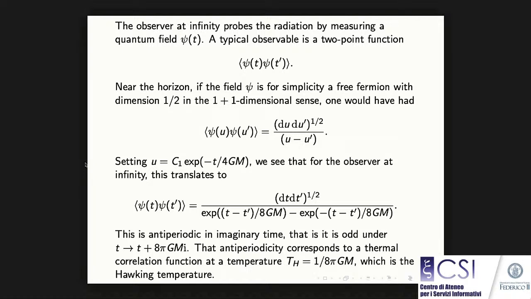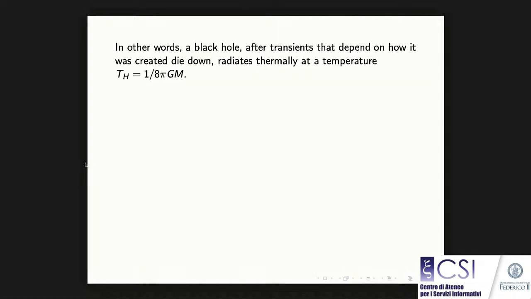And in quantum mechanics, that's a signal for a thermal correlation function at a temperature which is the inverse of the period. So we've discovered that what the observer would measure at infinity is a thermal correlator at a temperature 1 over 8 pi gm, which is called the Hawking temperature. In other words, a black hole, after transients that depend on how it was created die down, radiates thermally at a temperature 1 over 8 pi gm. The observer at infinity will measure the same correlations as if you were in a thermal ensemble at that temperature, because in fact, the outgoing modes are in a thermal ensemble at that temperature.